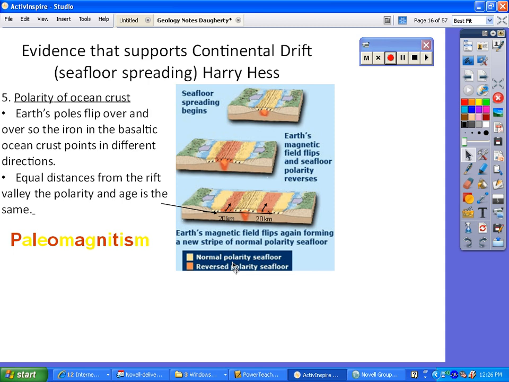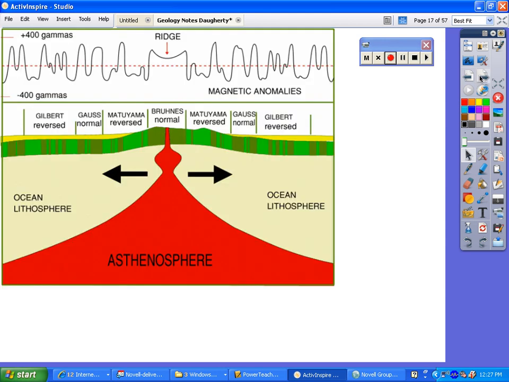Okay, so here you can see normal polarity, reverse polarity. And again, these come in twos, so it says equal distances from the rift valley are going to have the same polarity and the same age. So we can tell where this rifting is occurring, and we can see these equal dated bands in the same direction of the magnetic pull in those bands. Okay, and this picture shows the same thing. Again, these things are being reversed or they're being normal, and here's where the actual magma is coming up.